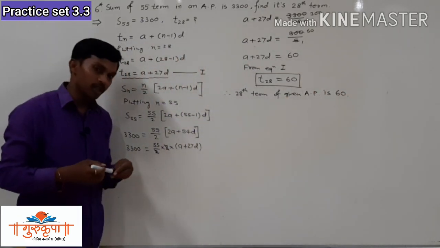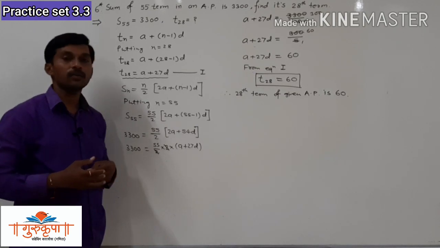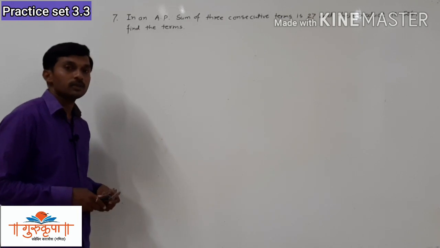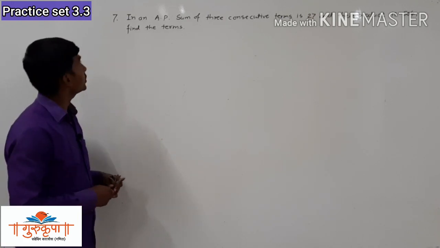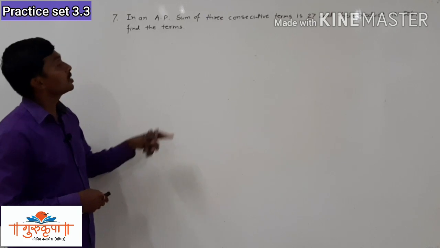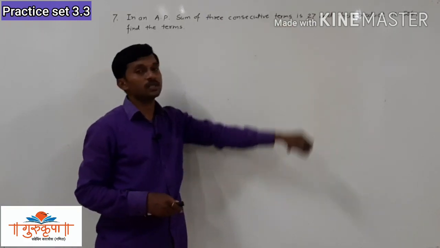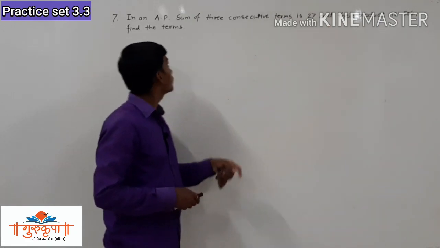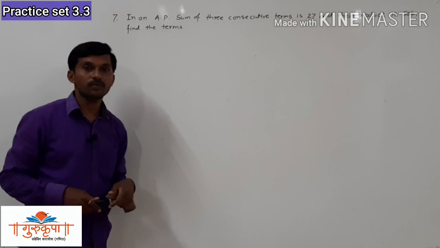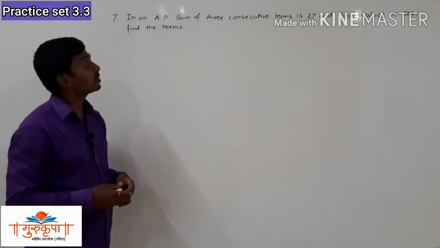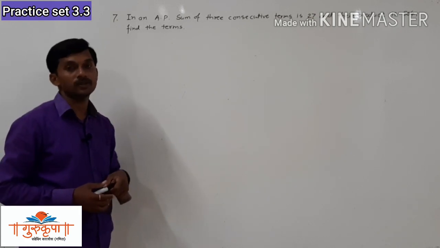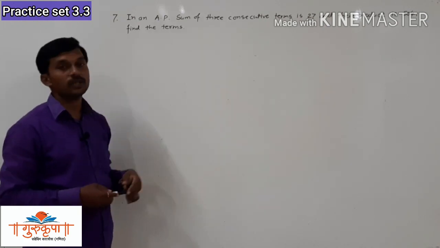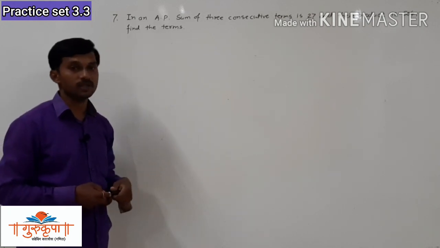So this is all about the example number 6. Now we will study the example number 7 from practice set 3.3. The question is, in an AP, the sum of 3 consecutive terms is 27 and their product is 504. Find the terms. We have given that the sum of 3 consecutive terms is 27, and also it is given that their product is 504, then we have to find the terms.